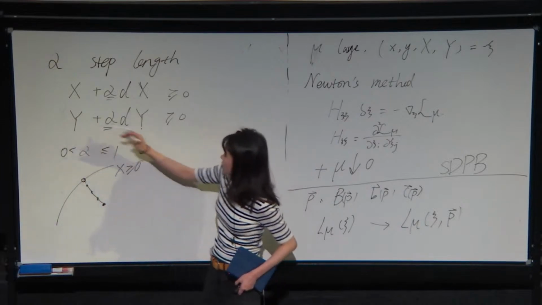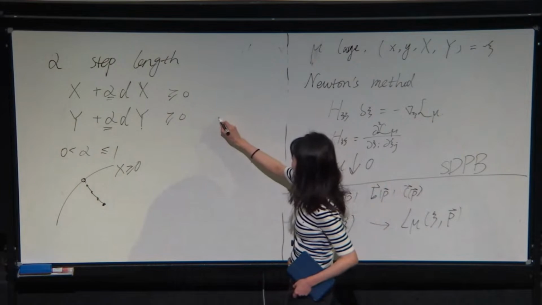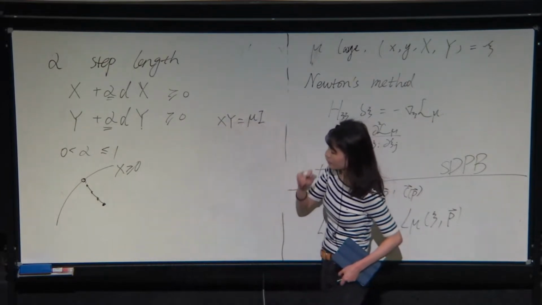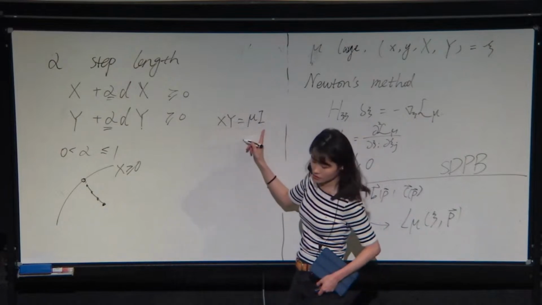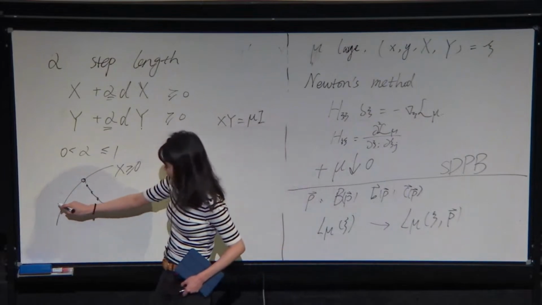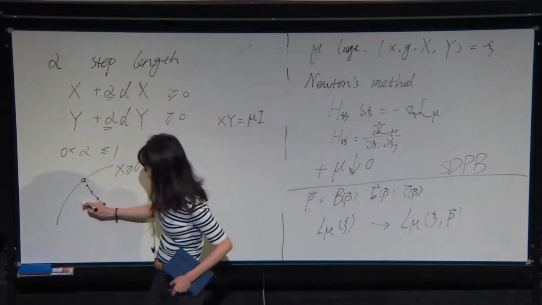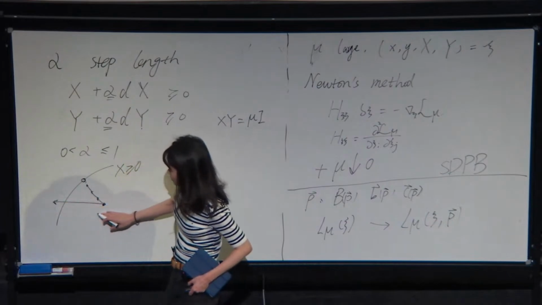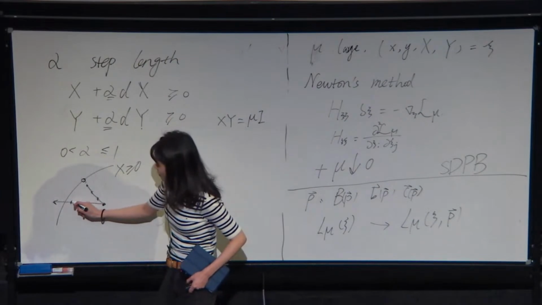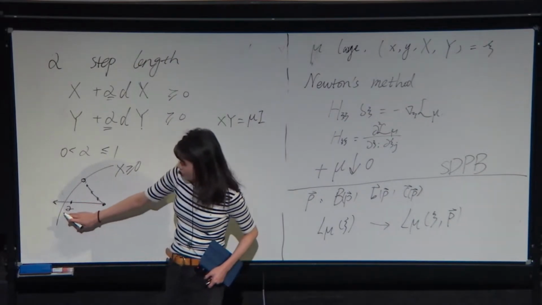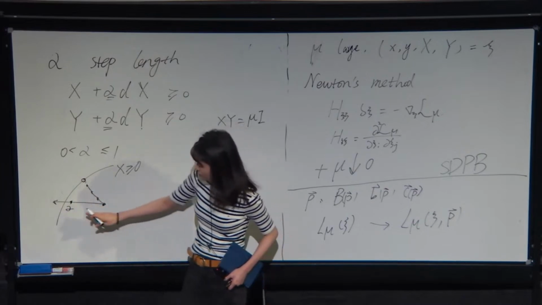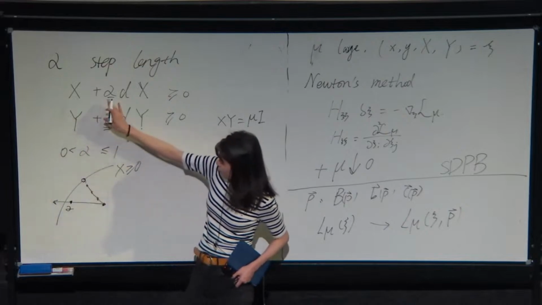But remember, x, y is proportional to the identity matrix. This is not a linear constraint, and it's possible that at an early stage we can get very wrong steps. It's the wrong direction, and it steps out of the positive region. And what alpha does is it scales it down and makes it stay inside of the positive region. So that's what alpha is doing.